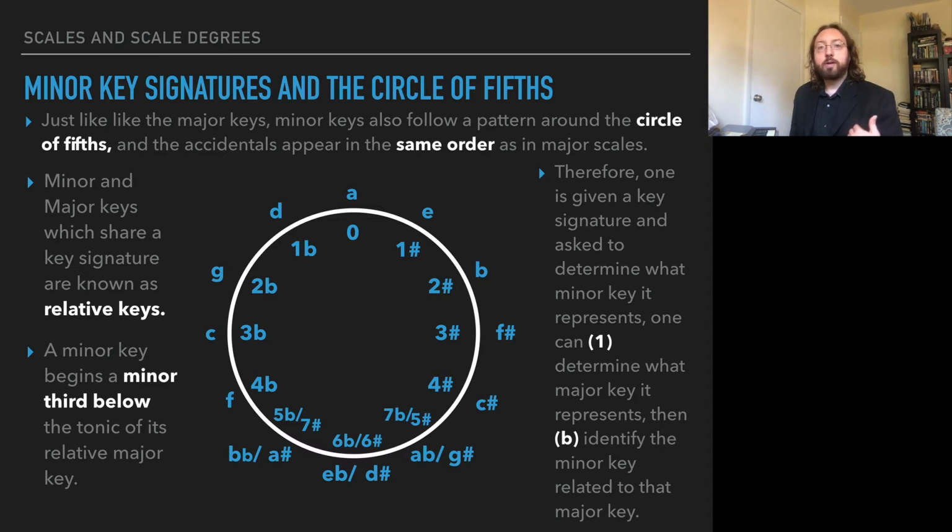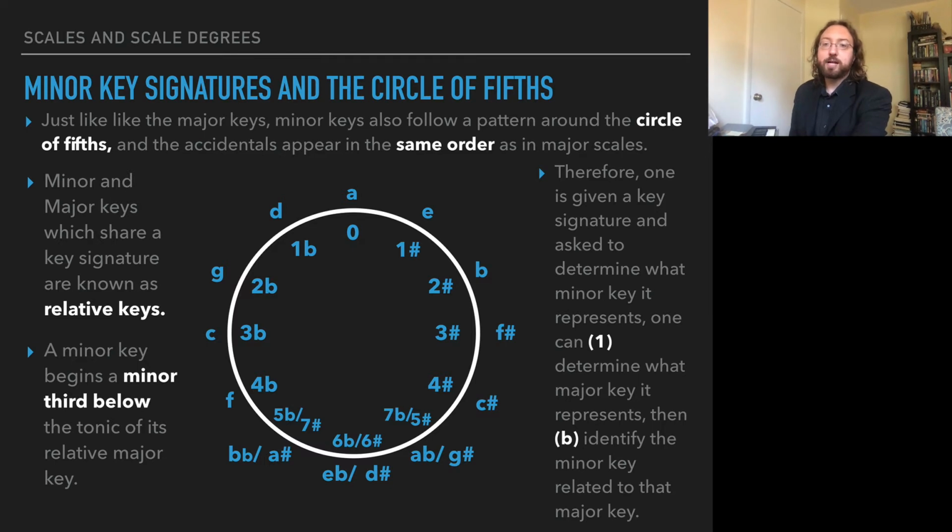So, therefore, if one is given a key signature and asked to determine what minor key it represents, one can first determine what major key the key signature represents. Then B, identify the minor key related to that major key. So that's one strategy if we don't have this minor key circle of fifths memorized.